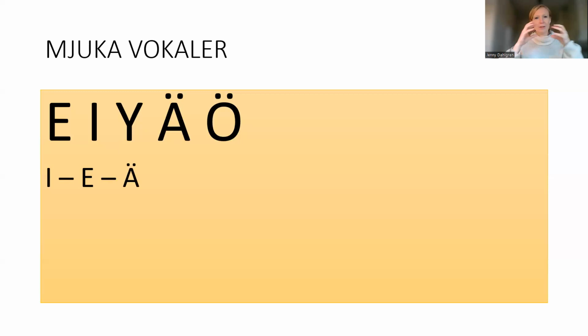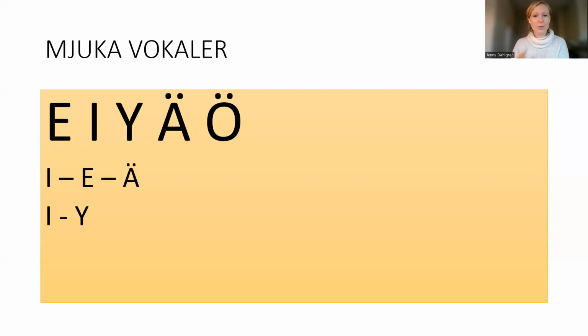Okay, let's compare some of them to each other. So here we have a three-way street. So we start with I, which is really easy to produce. I, the smiling letter. I is very closed this way, but open this way. So everybody say after me, I. And then we open just a little bit more. So from I to E. E. Great. From E to Ä. So we open a little bit more each time. Start over. I. E. Ä. Great.